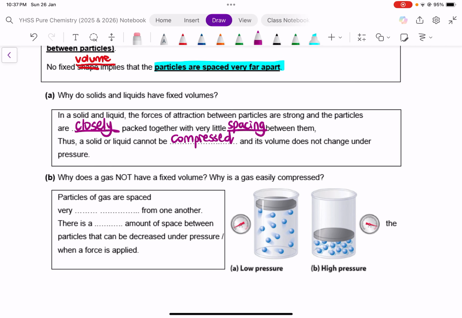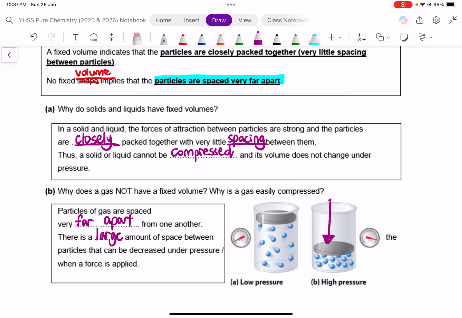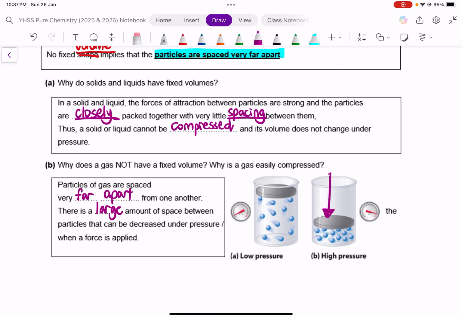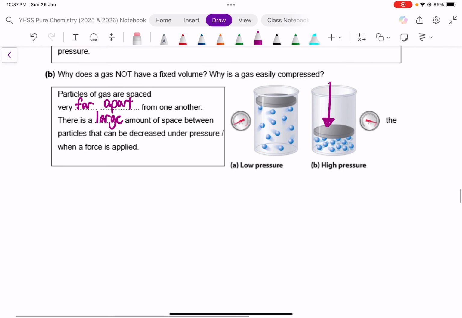This is because the particles in a gas are spaced very far apart from one another, and there's a large amount of space between the particles, which can be decreased when pressure is applied onto the gas. So for instance, we can have a plunger that plunges down to compress the gas, like in this case. When we compress a gas, we are actually decreasing the spacing between the particles. So under high pressure, gases can be compressed, the particles can come closer together.